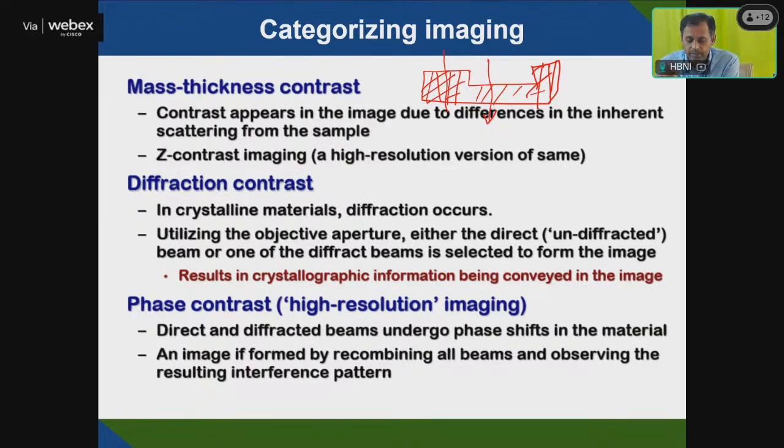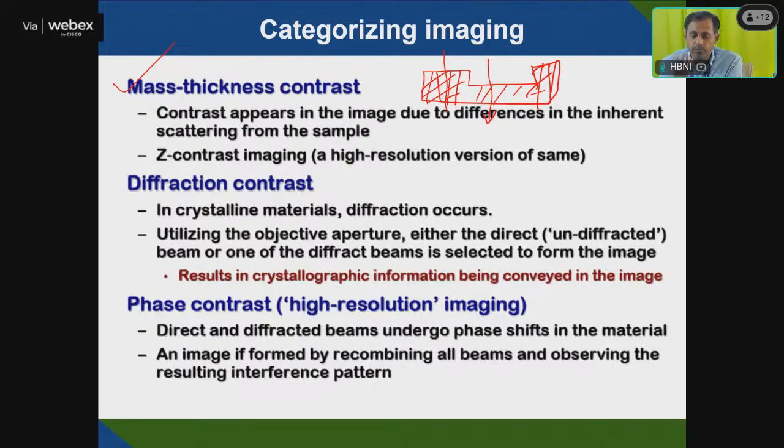So because of that Z value, or the thickness value, you will get how the electron beam is transmitted between them, and that will give you the image. So first thing, you have a mass thickness contrast. The contrast appears in the image due to the difference in the inherent scattering from the sample.